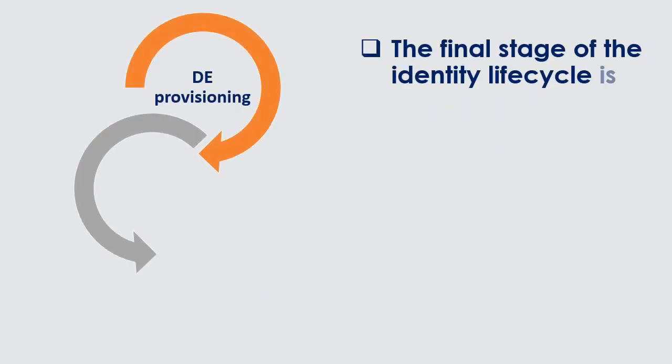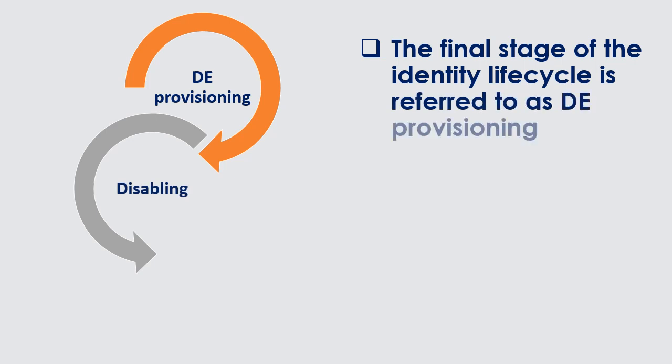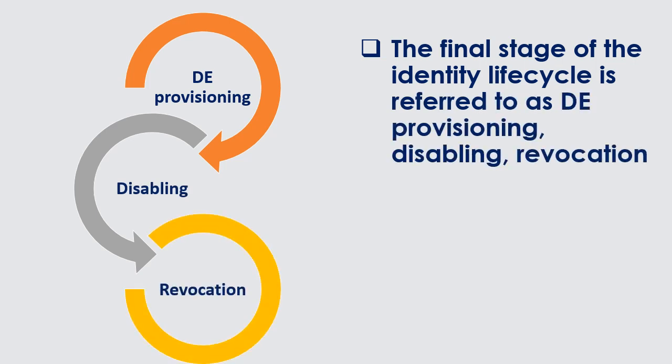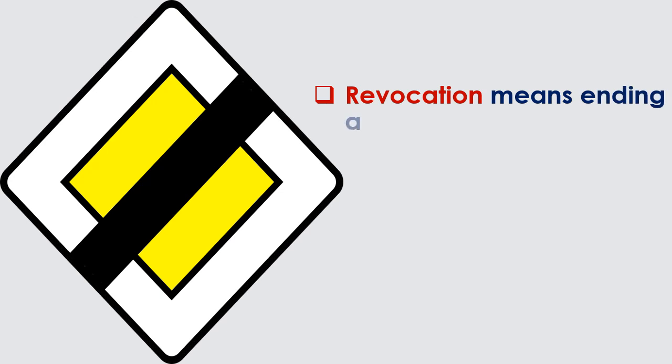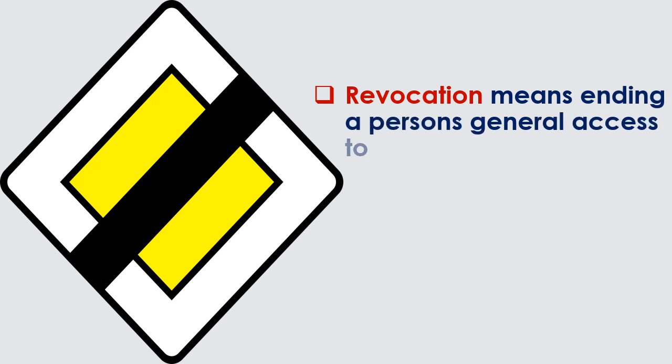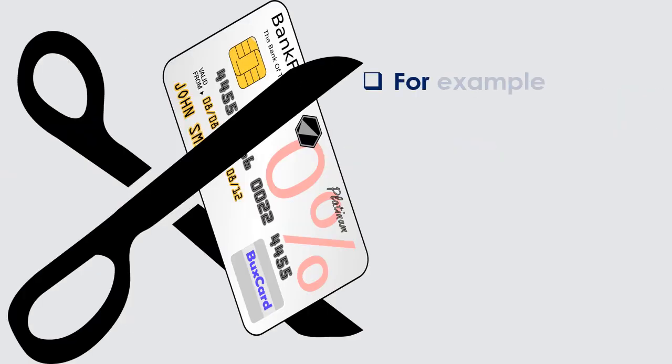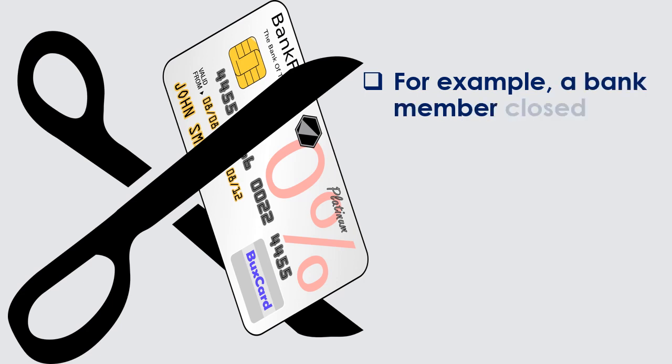The final stage of the identity lifecycle is referred to as deprovisioning, disabling, or revocation. Revocation means ending a person's general access to the system. For example, a bank member closed an account.